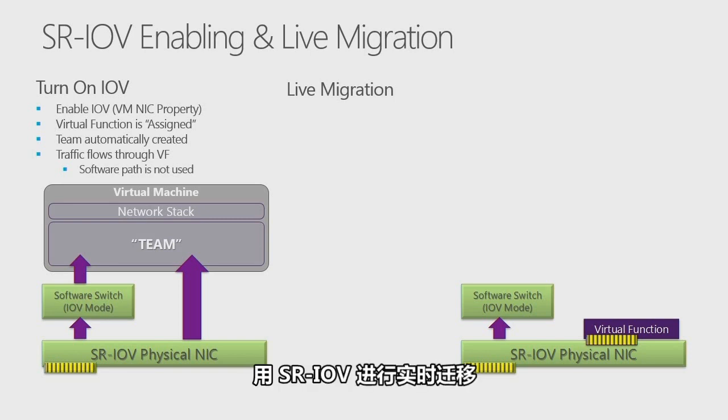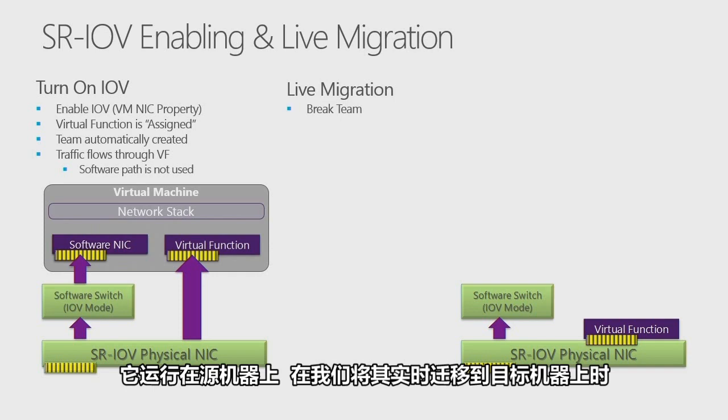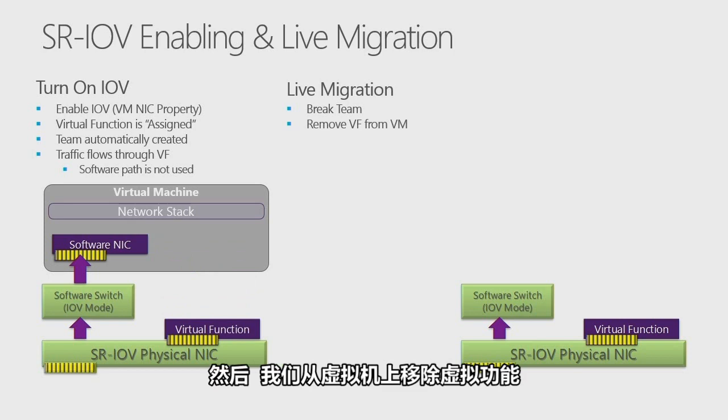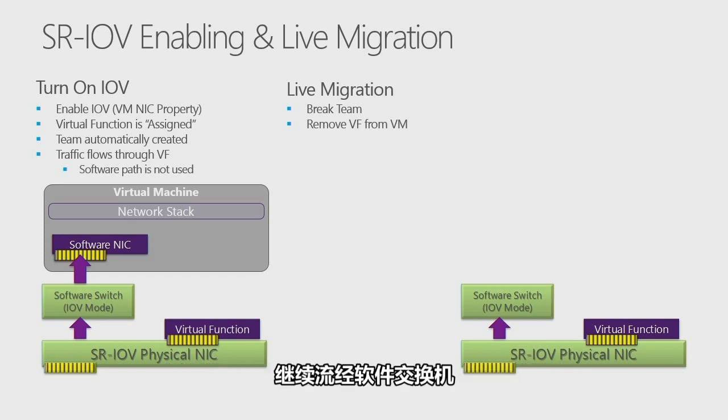So the way live migration works with SRIOV is we've got it running on the source machine. As we live migrate it to the target, we break this quote-unquote lightweight team. We then remove the virtual function from the virtual machine. During this time, all of the network traffic continues to go through the software NIC, through the software switch.